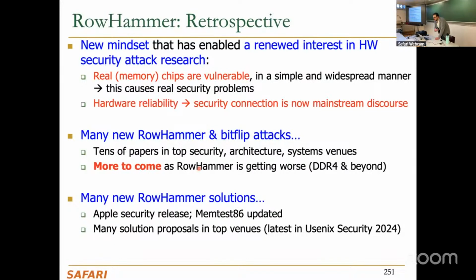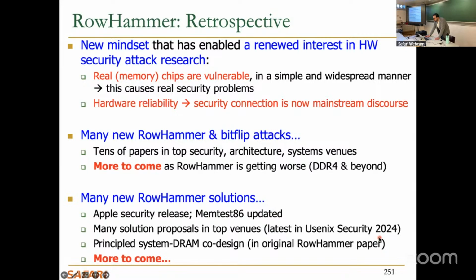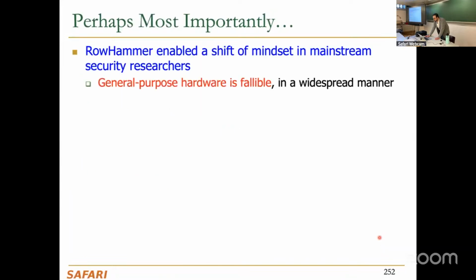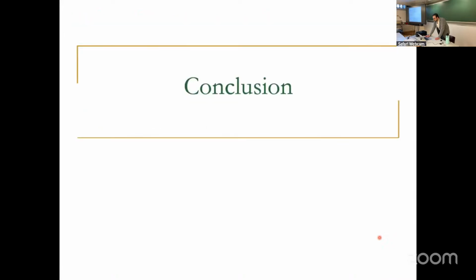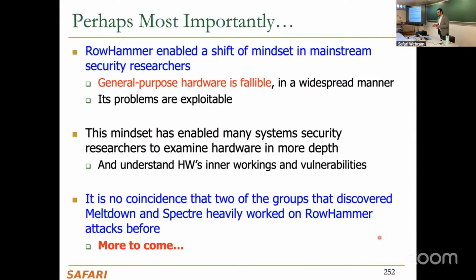Many RowHammer and bit flip attacks are coming up every year. We have many new solutions in the industry, starting with the Apple security release and the Memtest86 update. We also have the update to the JEDEC standards today. So this is a shift of mindset. It shows that general purpose hardware is fallible and exploitable. And it's not a coincidence that two of the groups that discovered Meltdown and Spectre heavily worked on RowHammer attacks. So these are all relevant: hardware vulnerabilities that are exploited from software.